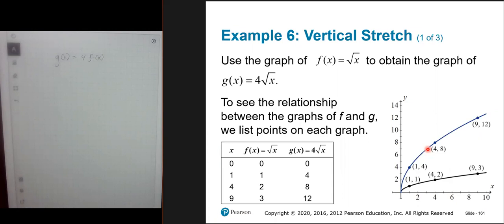Now we have x squared. X squared. We all love x squared, don't we? X squared is a good one to use because we can see a lot of what's going on there with x squared.